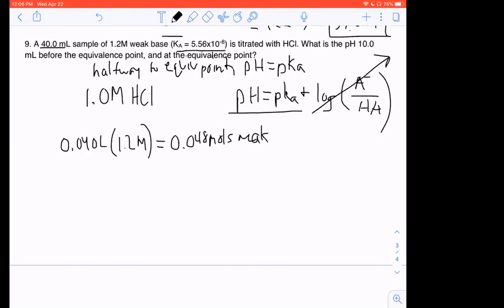That's really bad handwriting, I apologize. So we have this many moles of the weak base. To figure out how many liters of the acid we have to add, you just divide this by the concentration of the acid you're titrating with. So I'm going to divide that by 1.0 molar. That means it's going to take 0.048 liters, or 48 milliliters, of HCl to get to the equivalence point.